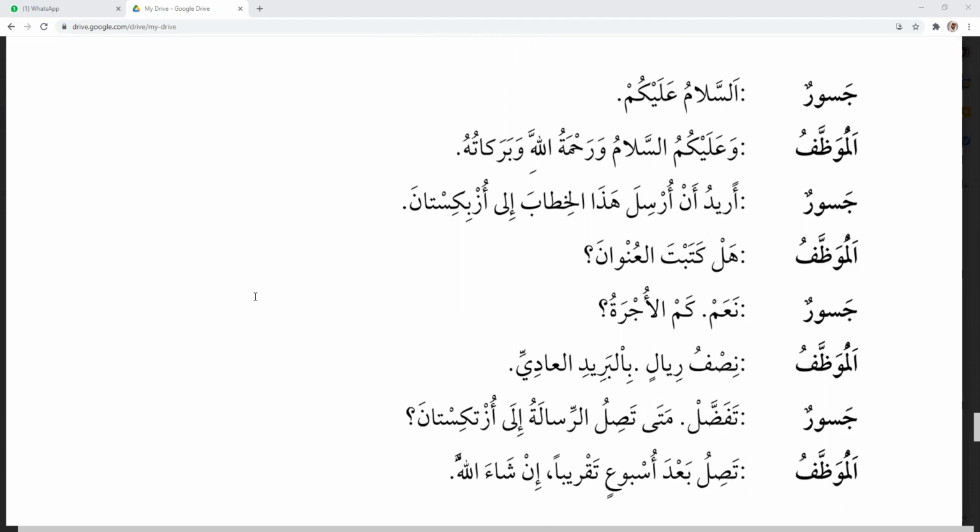Wait a second, Jasur. It appeared here as well. Jasur is probably a name then. Okay. I'll be Jasur and you can be the Muwazzaf. The Muwazzaf is the worker. Yeah, we've taken this word before.